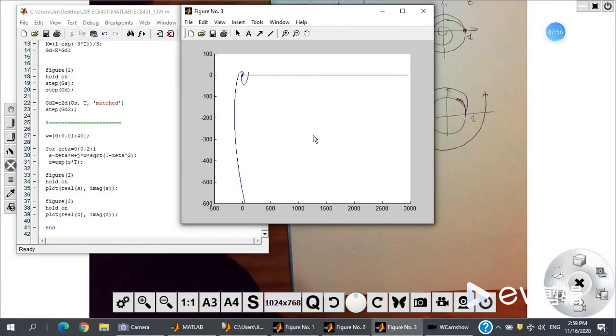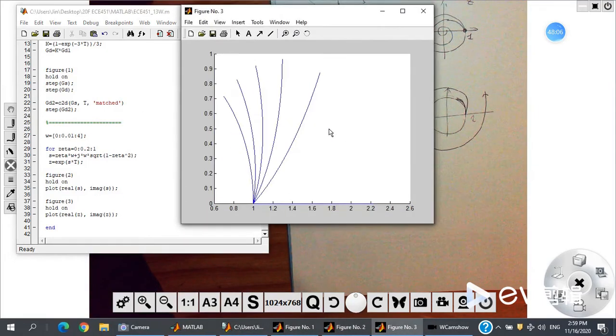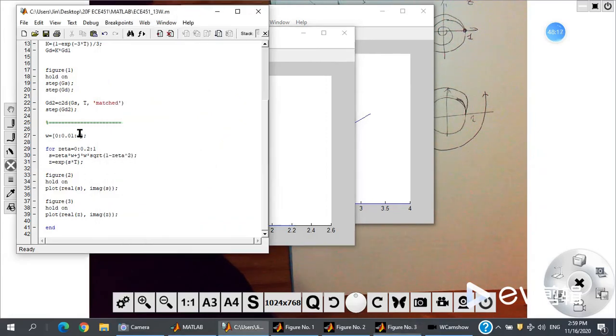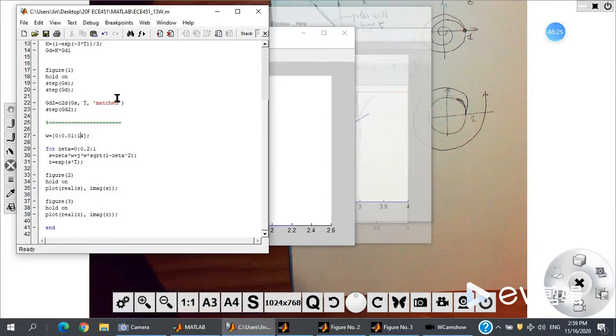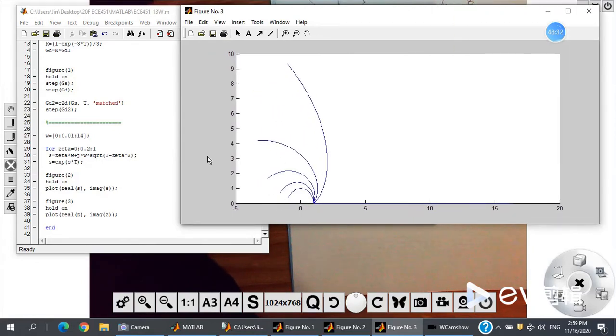Oh, too large. Omega is 40, too large. I use omega is 4. Then have a look. Yeah, looks like this one, right? This is this part. 4 is this part, and I give more, 4 to like 14. Yeah, 14 looks like this.